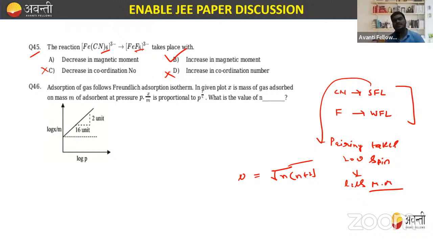In the given plot, x is the mass of the gas adsorbed and m is the mass of the adsorbent at a pressure P. x by m is proportional to P raised to the power 1 by n. What is the value of n? You have to calculate the value of 1 by n.